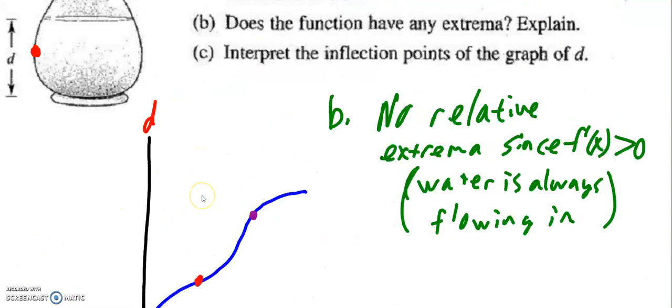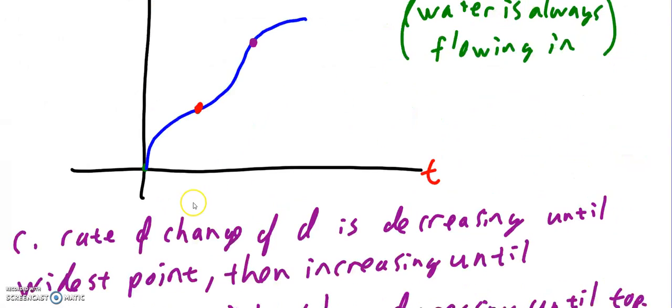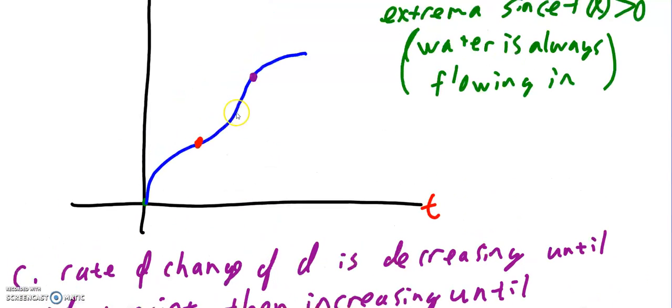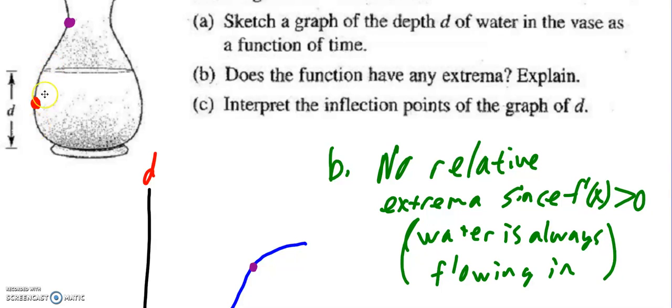So then part C, interpret the inflection points. So it's the rate of change of D is decreasing until the widest point, and then it's increasing until the narrowest point, and then it's decreasing again until the top. And so that's what's happening here. There's that widest point and there's that narrowest point. Okay, so again, we just want to continue to understand the relationship between a function and its derivatives.